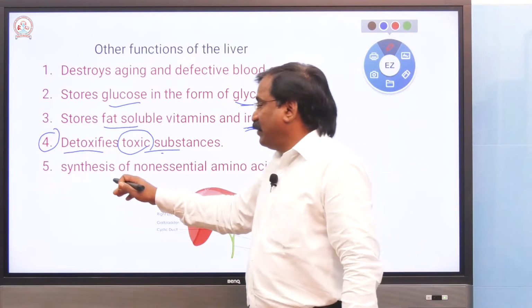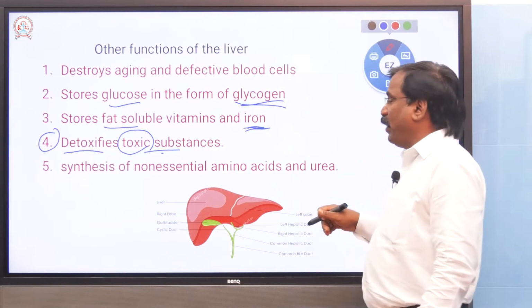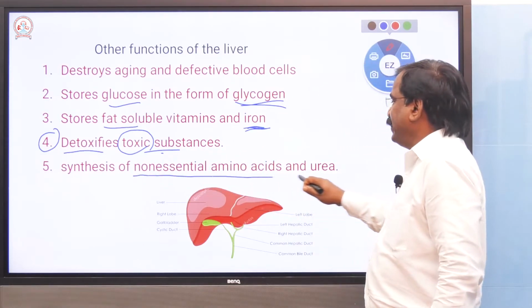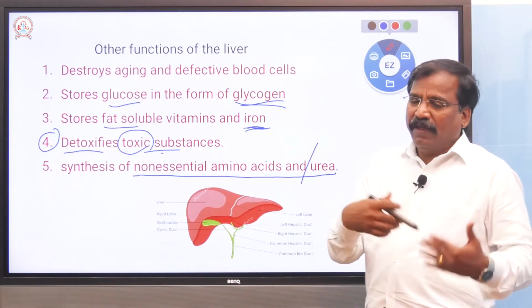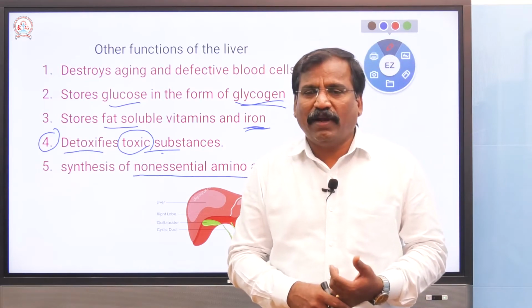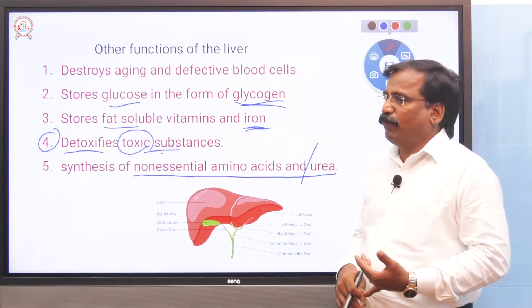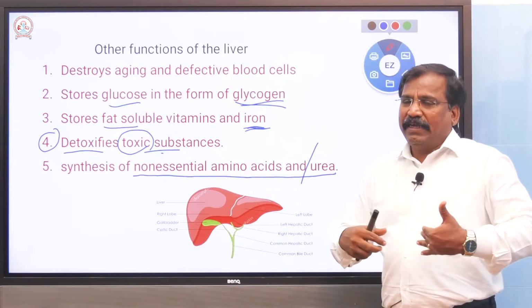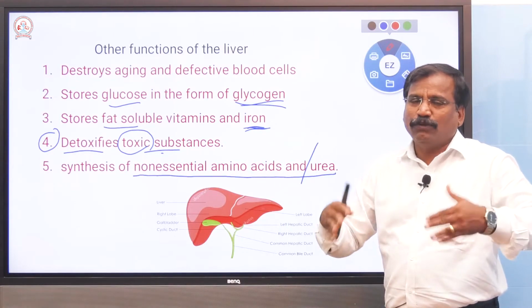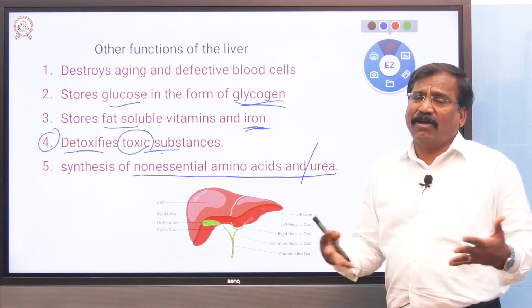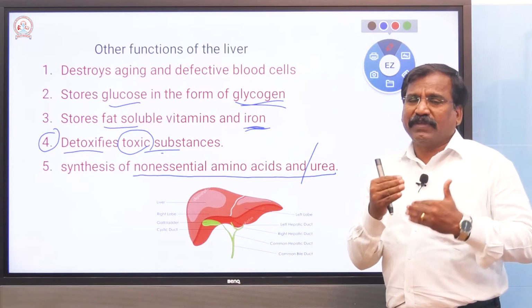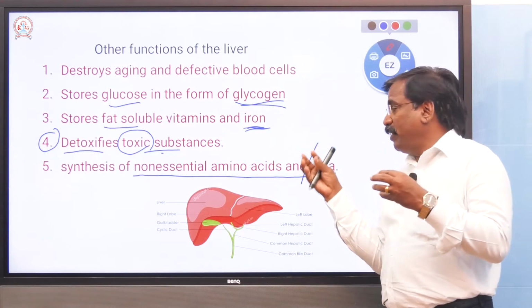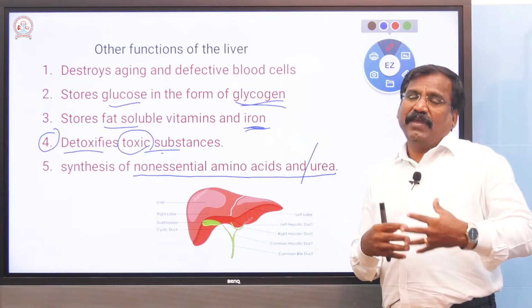And also the synthesis of non-essential amino acids and urea. The metabolic waste product generated is ammonia. Ammonia is highly toxic. It has to be removed then and there, but that causes a loss of water. So in order to conserve water, ammonia is converted into urea in the liver.